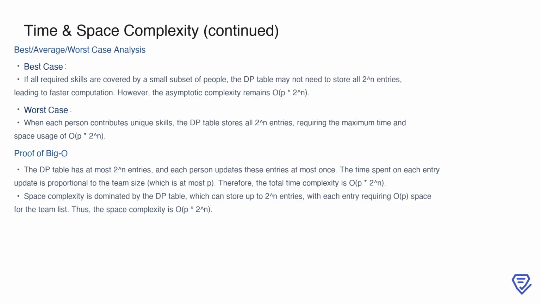Similarly, the space complexity is dominated by the DP table, which can store up to 2 to the power of n entries, each requiring p space for the team list. Thus, both time and space complexities are confirmed as p * 2 to the power of n.